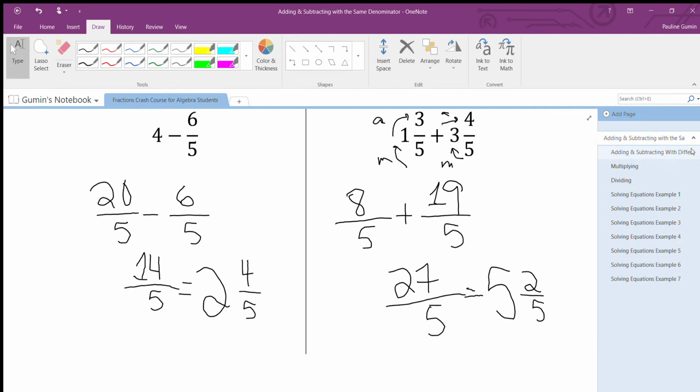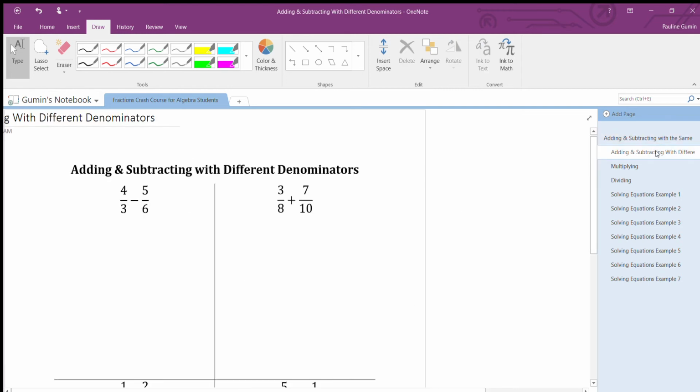Okay, not too bad. But what if we don't have the same denominators? Let's check it out. I'm going to zoom in. Give me a moment.